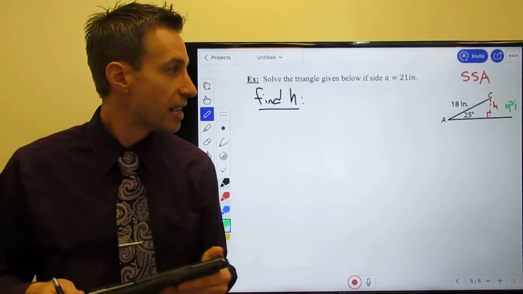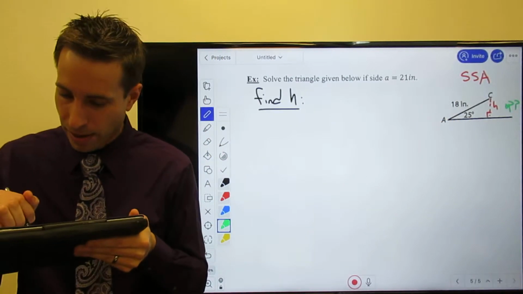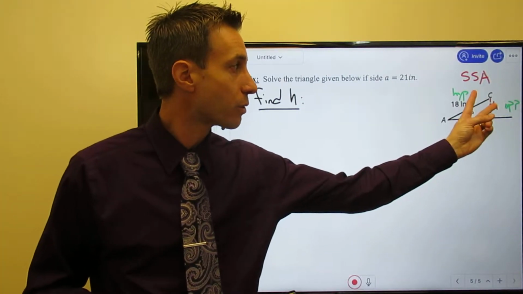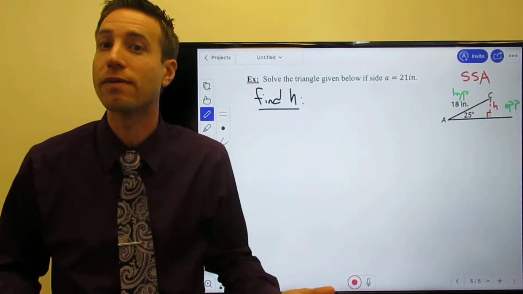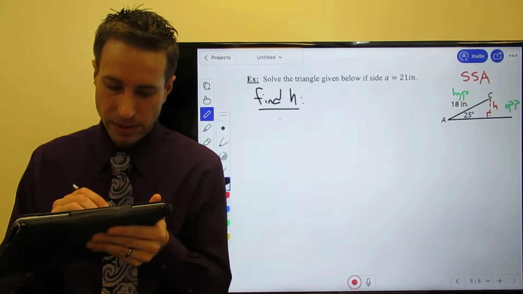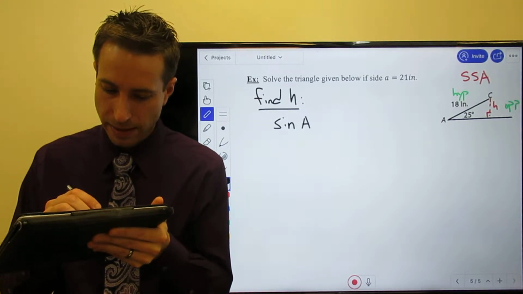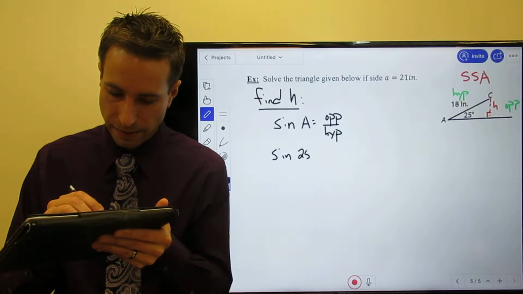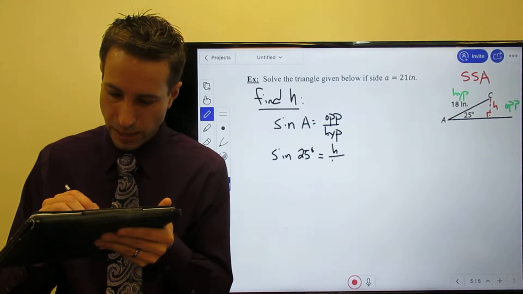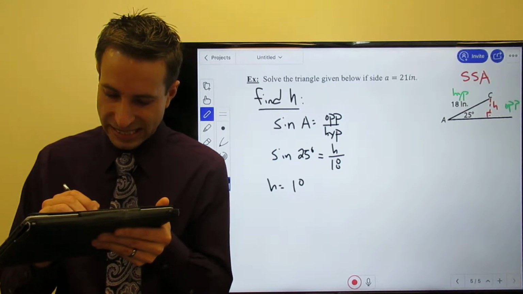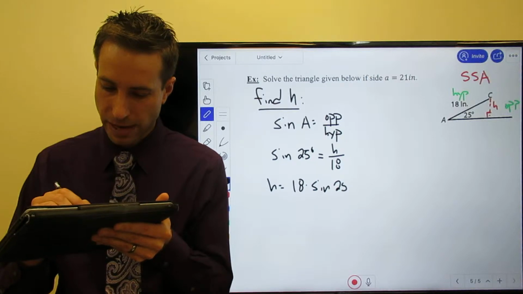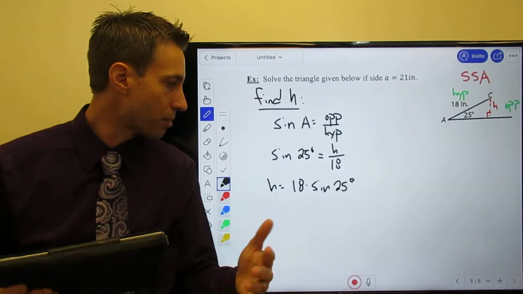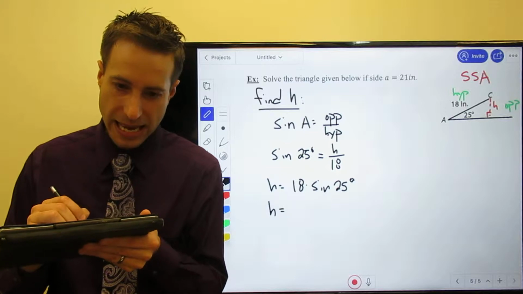So this is opposite. If this is the angle 25, that makes 18 the hypotenuse. And do I have something that will allow me to find the ratio of the opposite over the hypotenuse based on the measure of an acute angle? And just like in the last problem, sine will do that for us. So the sine of A is equal to the opposite over the hypotenuse, which means the sine of 25 degrees is equal to h over 18. H is equal to 18 times the sine of 25 degrees. Again, easy algebra problem. You just multiply the 18 to the other side. At this point, it's a calculator problem. Don't fat finger something on your calculator, and you wind up with h is equal to 7.6.